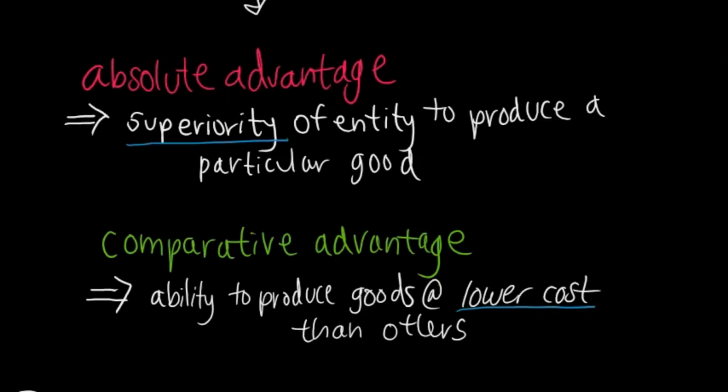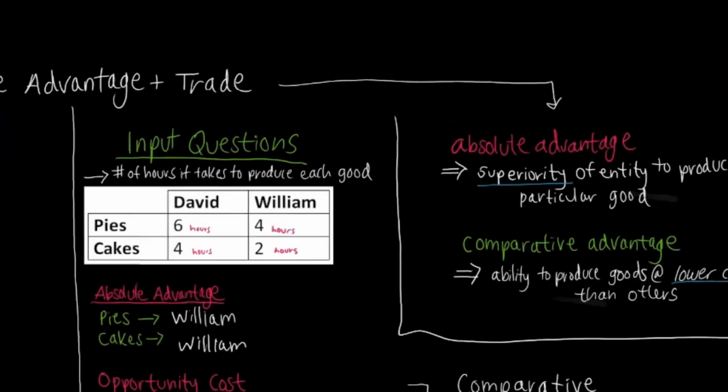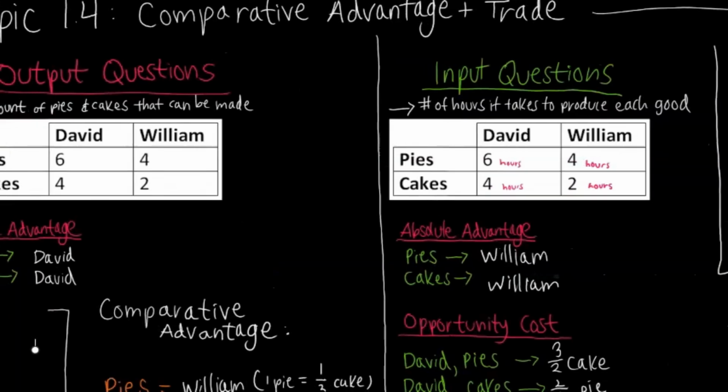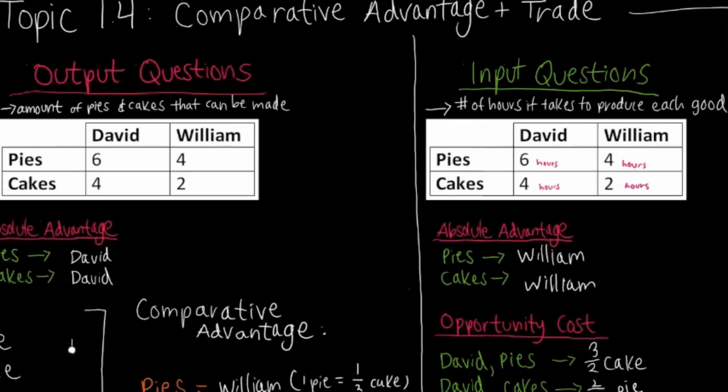Comparative advantage is a little more complex because it's basically who has the advantage in opportunity cost. Who can produce goods at a lower cost than others, right? If you're producing the same good, who is going to be losing out on less of a particular good, or trade-offs? This will make more sense when we talk about the 2 main types of questions you need to know for comparative advantage in trade, and that is output questions and input questions.